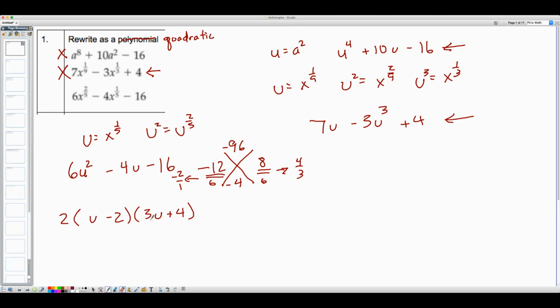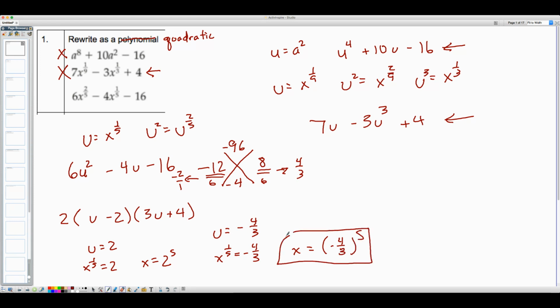Well, then I could actually solve for u, and I guess it says to rewrite it as a quadratic. That's all we had to do. But you could actually solve this. You could say if u is equal to 2, then I would have x to the 1/5 is equal to 2. So x is equal to 2 to the 5th power. Or you could say if u is equal to negative 4 over 3, that's x to the 1/5 is equal to negative 4 over 3, then x is equal to negative 4 over 3 to the 5th power. So there we have it. Two answers.